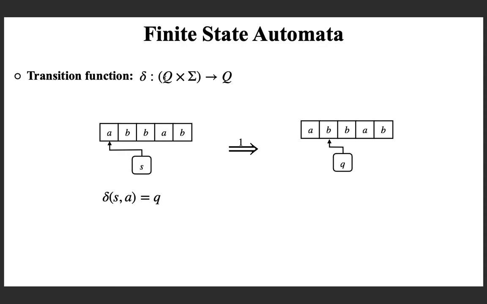So this is the structure of the transition function for a finite state automaton. From the current state, for an input symbol, what is the next state?